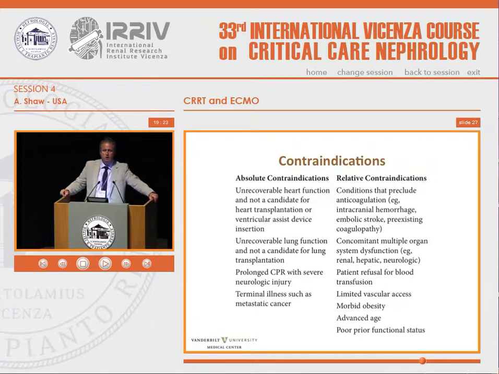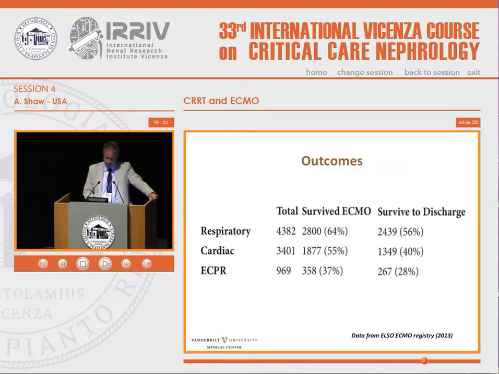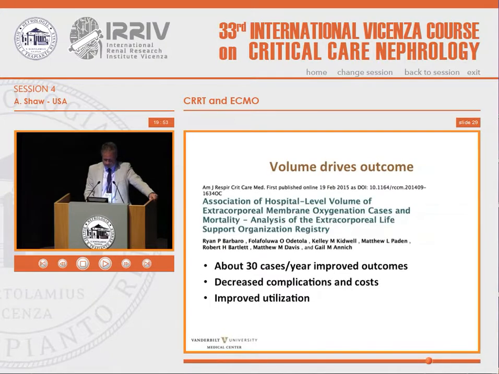Some of the contraindications, you can summarize them as saying the underlying condition is not reversible. So I won't dwell on these given the late hour. How do people do? In this order: better for a respiratory indication than a cardiac indication than if this is being used as external cardiopulmonary resuscitation, when only about 1 in 3 patients will survive to discharge. And I think that's optimistic. These are data from the ELSO ECMO registry.